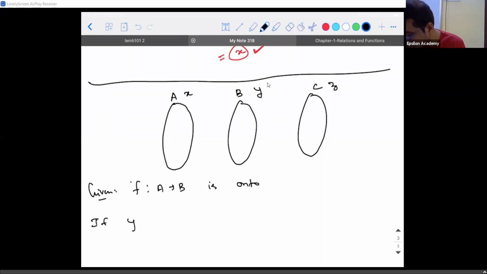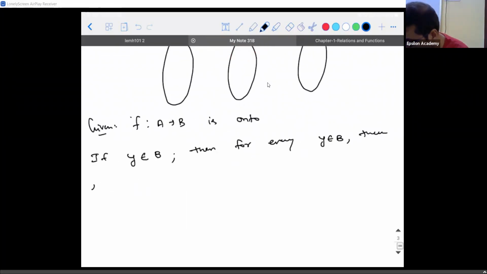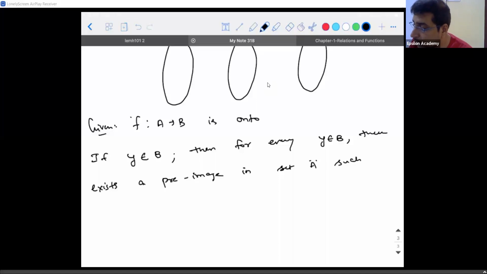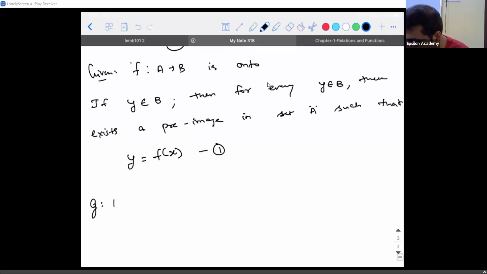If y is an element that belongs to set B, then for every y that belongs to set B, there exists an element x, a pre-image in set A, such that what mathematical condition will it satisfy? Y is equal to f of x. Perfect. Let me call this 1. Correct? Given g is also a function mapped from B to C, and it is onto.